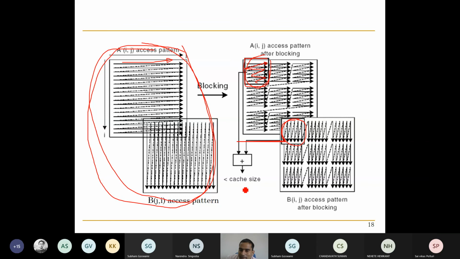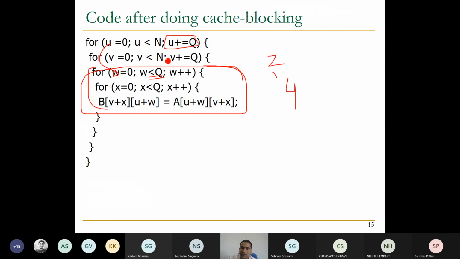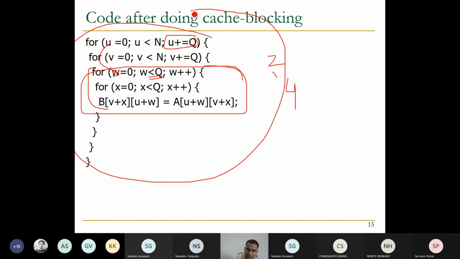Okay, so I have just changed the way B is stored in the memory, I have not changed that, but I am iterating over B in a different manner. I am iterating over A in a different manner. That is cache blocking. Here you can see I just changed the code. So this is the new code, right? I will have to write the software differently without changing the hardware.